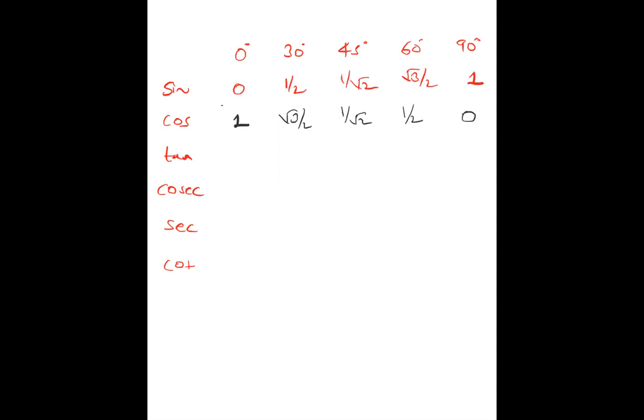This value chart you already know, right? All of you know. So sine 0 is 0, sine 30 is half, sine 45 is 1 by root 2, sine 60 is root 3 by 2, and sine 90 is 1. For cos, you have to reverse these values: instead of writing from left to right, you write from right to left. Tan theta is nothing but sine theta by cos theta.